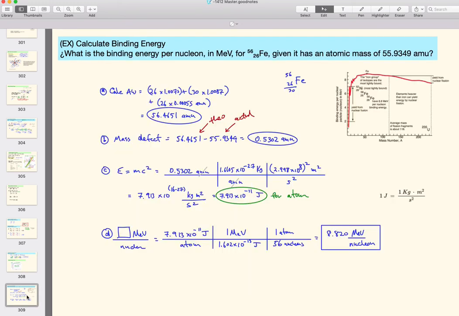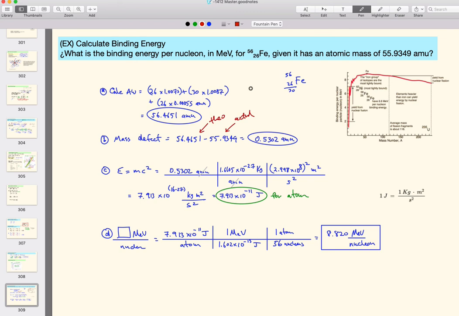So let's see what that might look like. Let's calculate the binding energy per nucleon in mega electron volts for iron 56, given that it has an atomic mass of 55.9349 AMU. Okay, the first thing we need to do, if we're going to get at binding energy, I bet we're going to need to know our mass deficit. So let's see if we can move in that direction.